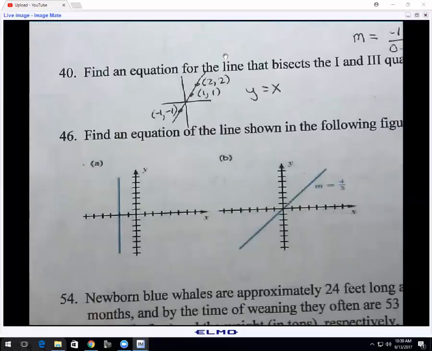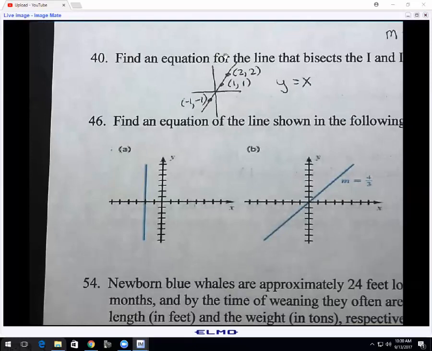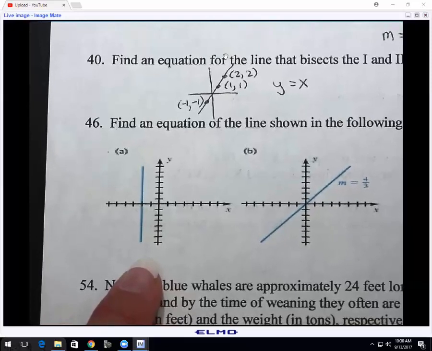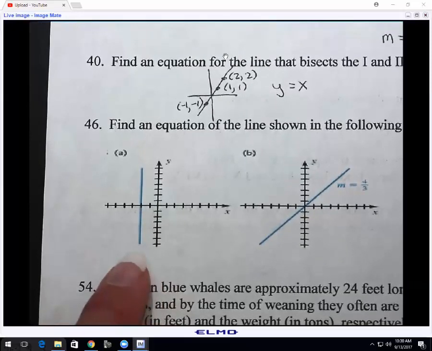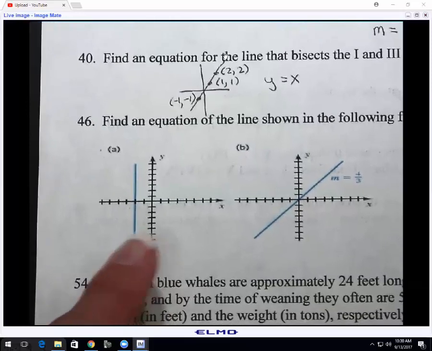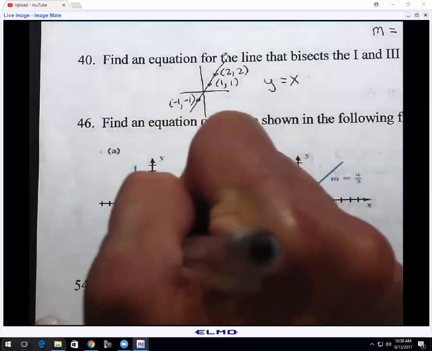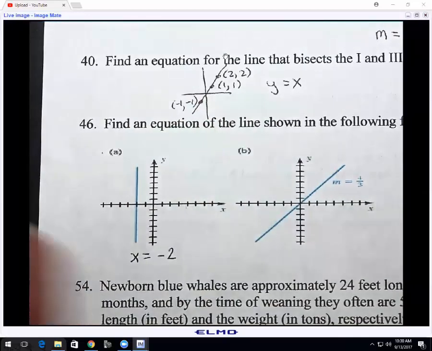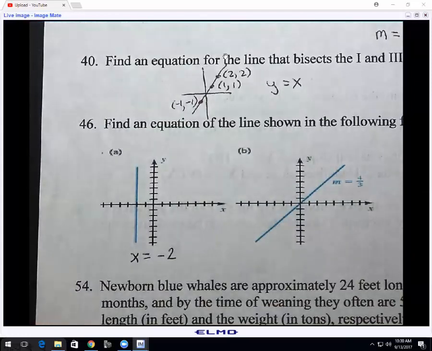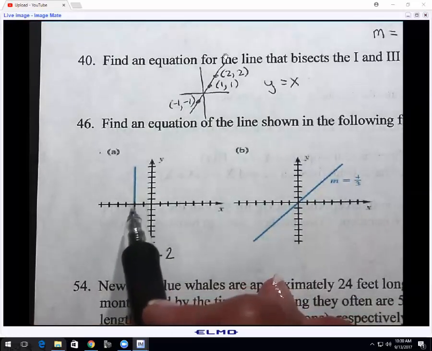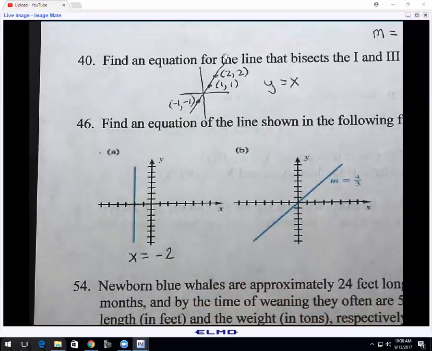All right, 46. You may not finish all these, but let's make sure you know how to start them. What's the equation of the line in the A part? X equals negative 2. It's a vertical line. Vertical lines come from x equals a constant, and the x for every point on that line is negative 2. This is negative 2, 0, negative 2, 1, negative 2, 2, negative 2, negative 1. In all of those ordered pairs, x is negative 2.